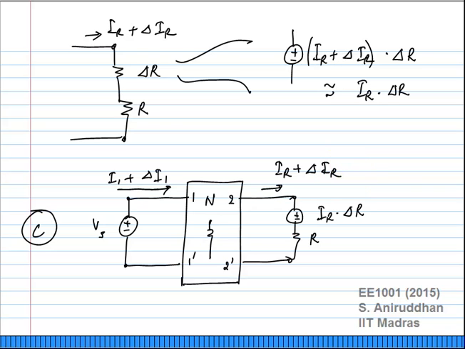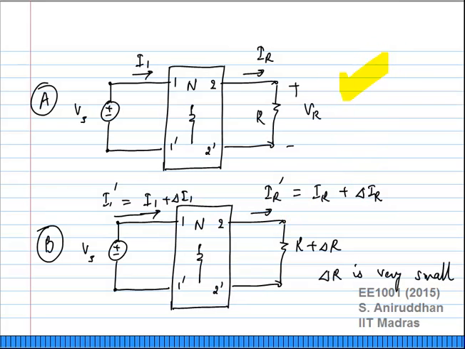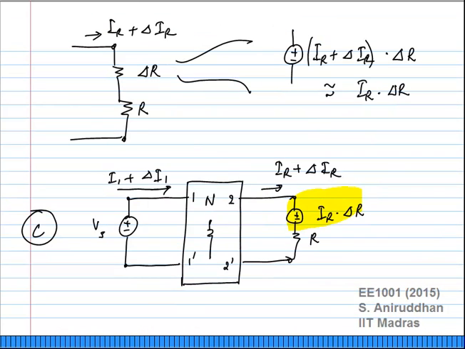How will you use reciprocity? You apply superposition, find out the first case. The first case is when this voltage source is shorted. Okay. This voltage source is shorted. What is that case? That is the same as case A. Okay. That is the same as this case. You already know the solution for that particular case. Okay. So case B is going to be the case when we short Vs and apply IR times delta R alone.